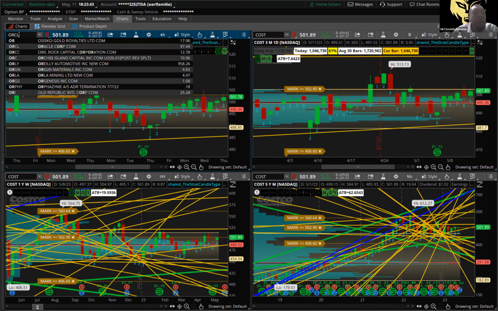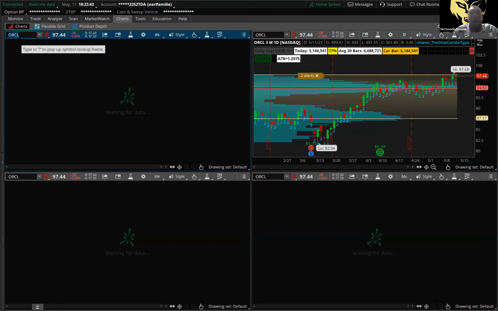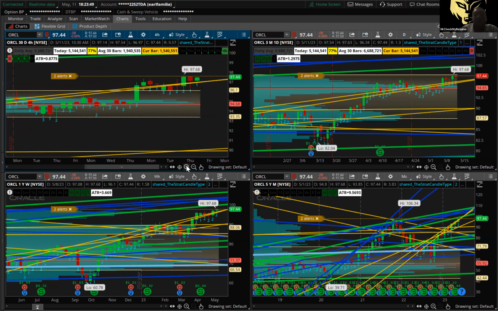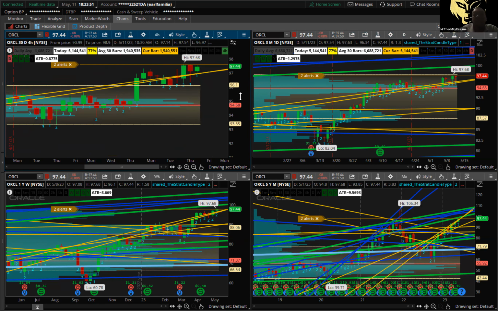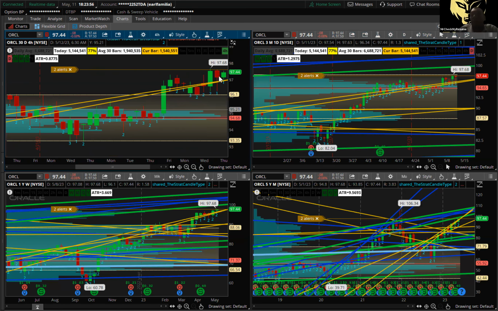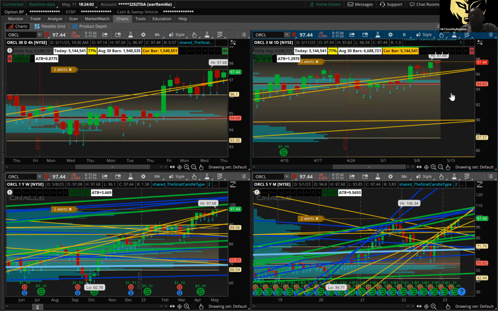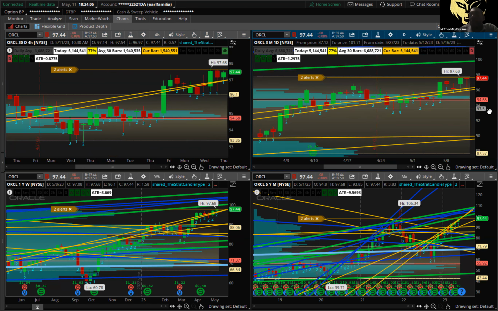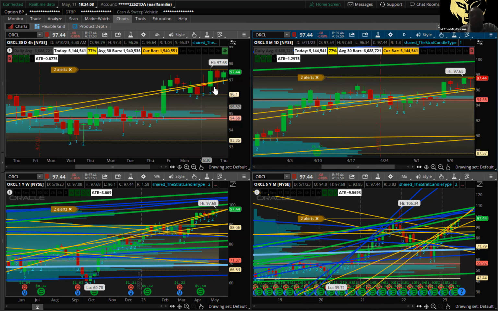Another one I had was Oracle. You all know we've been playing this one, or I've been playing this one for a while now. So we got a double inside 4 hour, not something I see often, double inside 4 hour setups. And then we have the inside day setup as well. We've just been sitting on top of this weekly breakout formation.